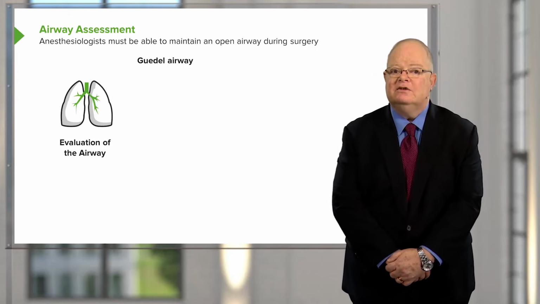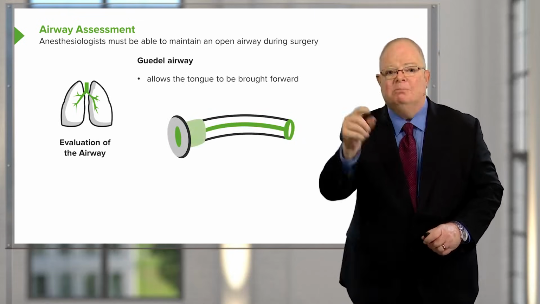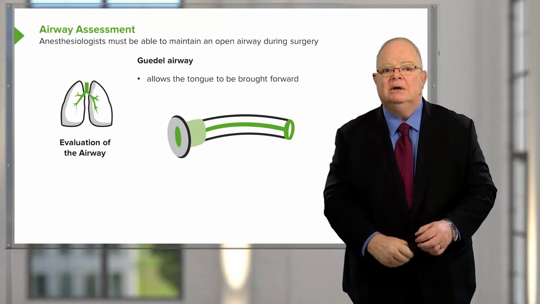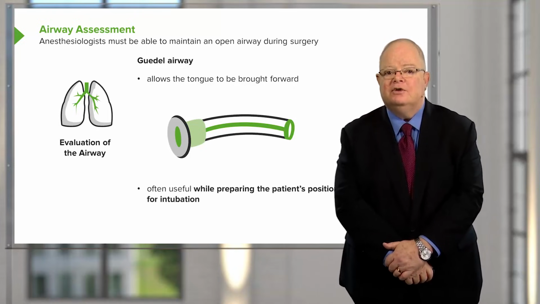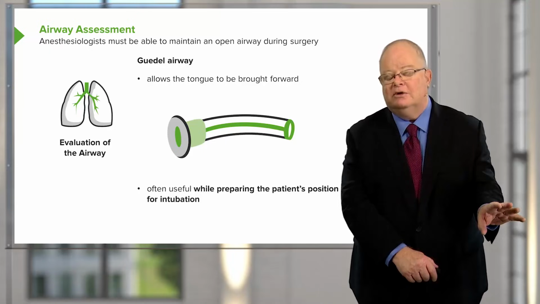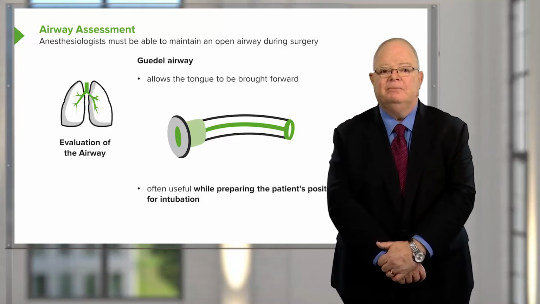One way of doing this is using a Goodell airway, which is the little hooked airway most of you have seen, goes in the mouth and holds the tongue forward. This is often useful in preparing the patient position for intubation. So after they're induced, but before intubation, you can use the Goodell airway.